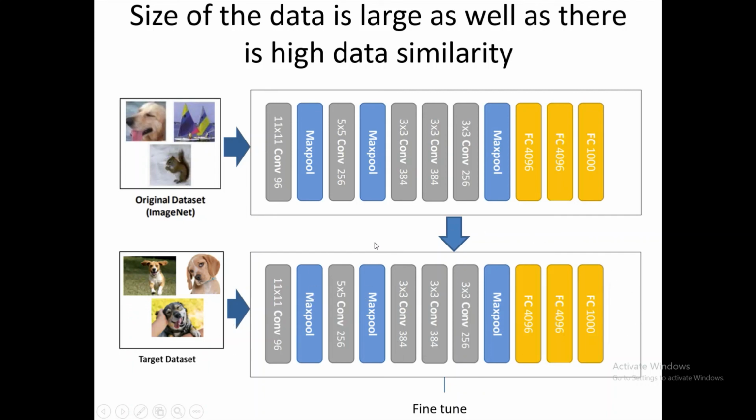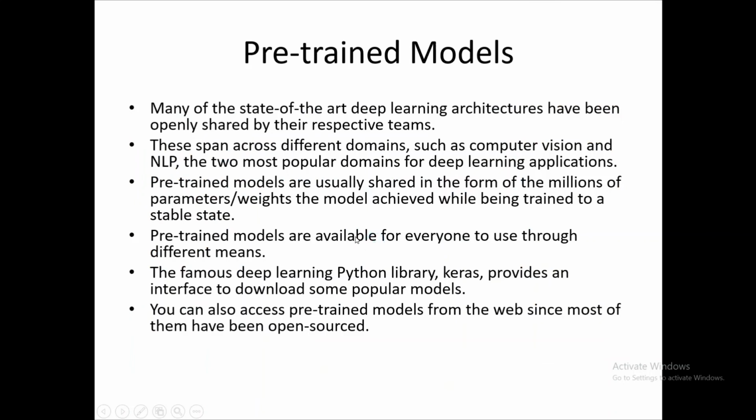Many state-of-the-art deep learning architectures have been openly shared by their respective teams, and these span different domains such as computer vision and natural language processing, which are the most popular domains for deep learning applications. Pre-trained models are usually shared in the form of millions of parameters, or the weights the model achieved while being trained to a stable state. Pre-trained models are available for everyone to use through different means.